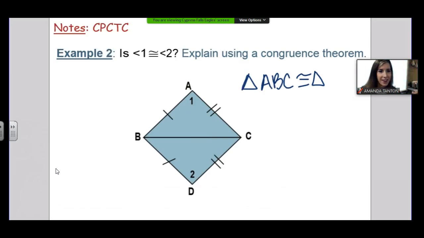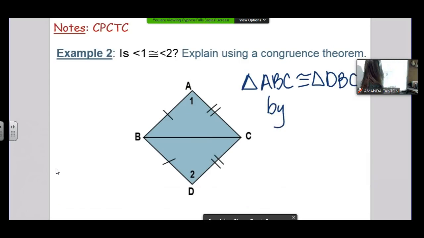Anybody? Correct order? ABC. Thank you. ABC. Yay. What are they guilty of being congruent by? You always have to say why. Side, side, side.